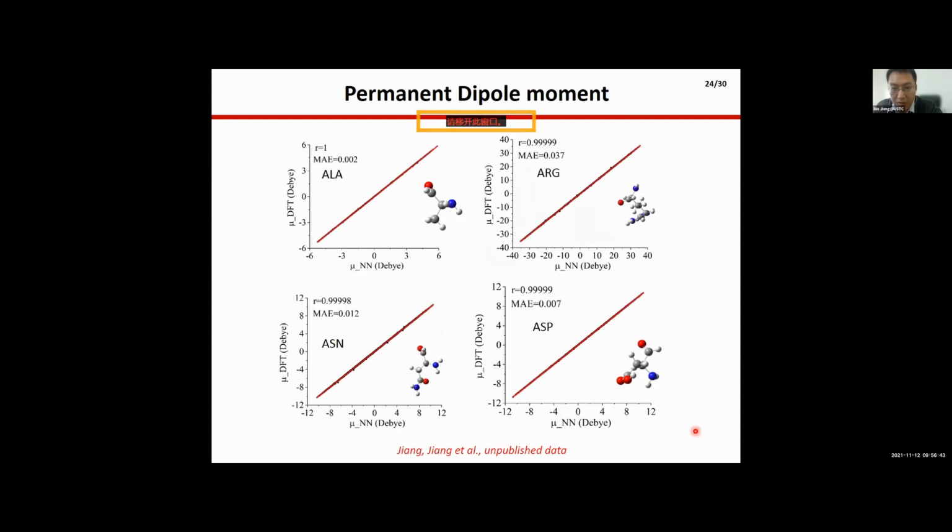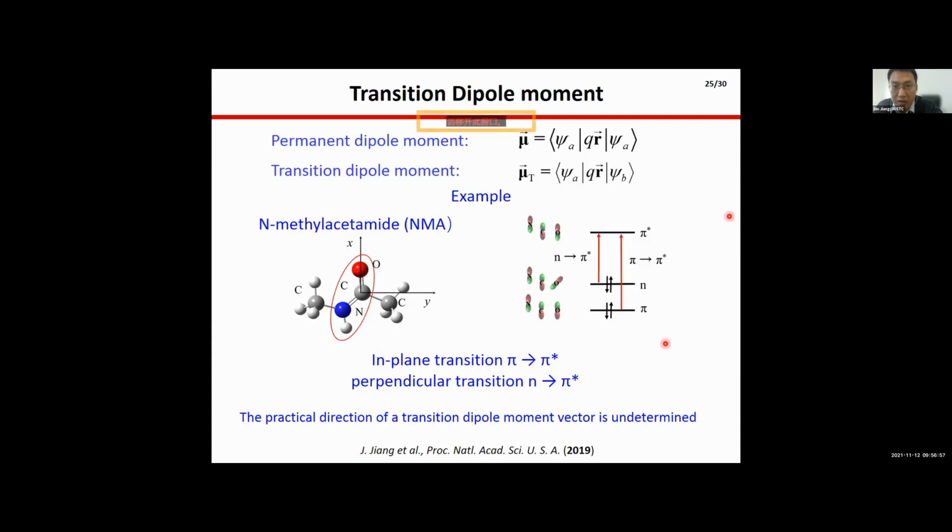And we have used our model for learning dipole moments in some amino acids, in collaboration with Professor Jiang at our university. But we encountered a problem when we learned the transition dipole moment. If you look at the difference, the transition dipole moment actually is not just a distribution of the charge, but the change of distribution upon the electronic transition.